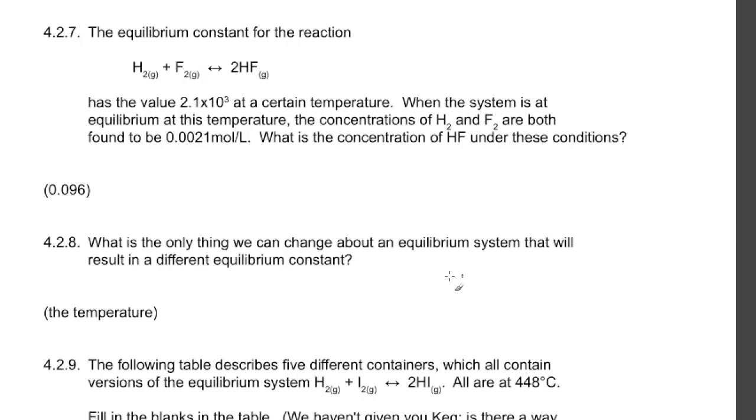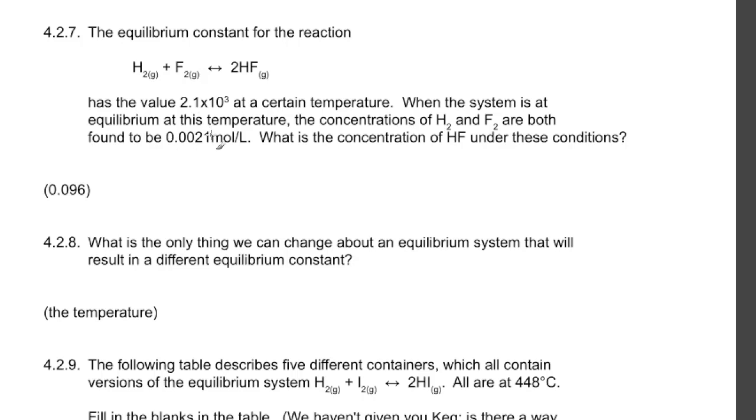Hello again. Continuing work on reaction quotients and equilibrium constants. We have here hydrogen reacting with fluorine to make hydrogen fluoride, and the mole ratios are 1 to 1 to 2. And they tell us its equilibrium constant is big, 2100. When the system is at equilibrium, the concentrations of hydrogen and fluorine are both found to be 0.0021.